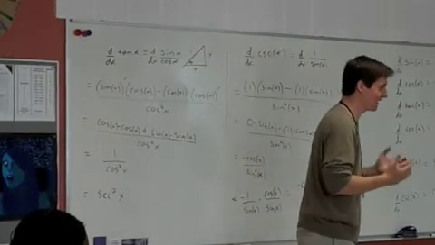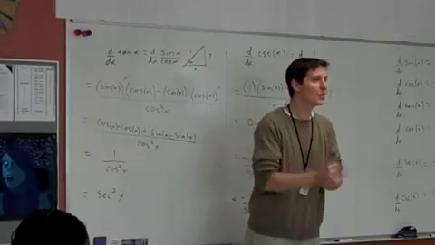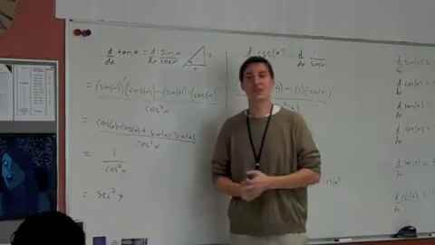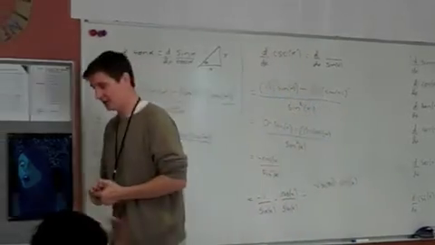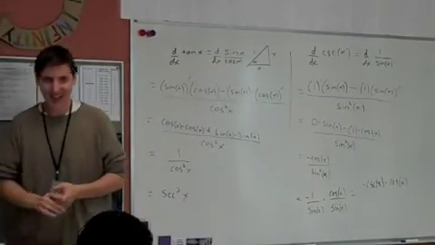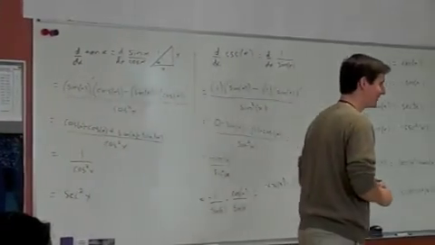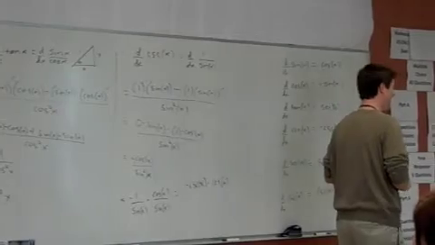You're being possessed. What's the derivative of the tangent? Secant squared. What's the derivative of the cotangent? Negative secant squared. What's the derivative of the secant? Secant tangent.